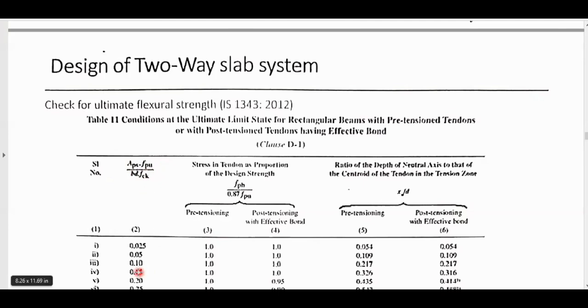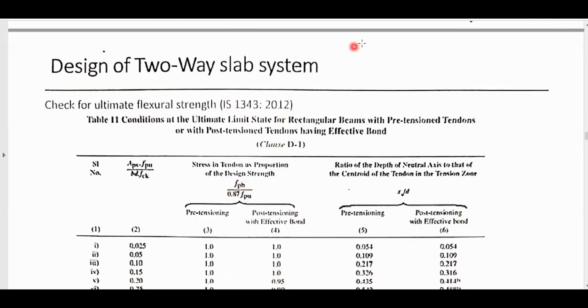So here let's say the obtained value is 0.15, then corresponding to this 0.15, we need to calculate the value of fpv divided by 0.87 into fpu. So with respect to this value, I will obtain the value of this term. Let's say we are concentrating on the post-tension slabs. So for 0.15 we will have the value here for post-tensioning slabs as 1. So fpv divided by 0.87 into fpu is equal to 1. So I will be calculating the fpv value as it is equal to 1.